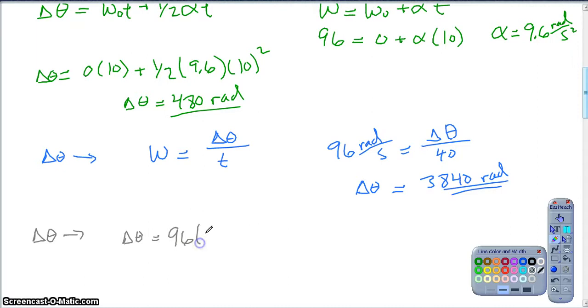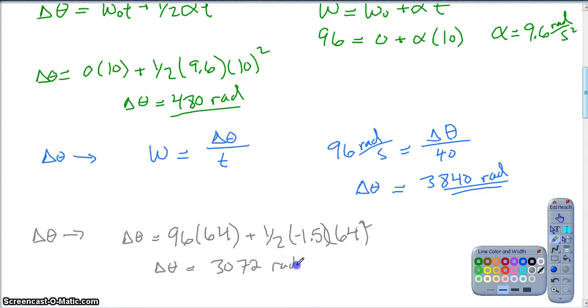I know from part A that it takes 64 seconds to slow down, and I know it'd be plus 1/2 a negative 1.5 acceleration times, again, 64 seconds squared. So I've got all those measurements to plug in. I just need to plug in and calculate it. So in doing so, when I calculate that, I end up getting 3,072 radians. So that's how many radians I go in the final segment of the motion.